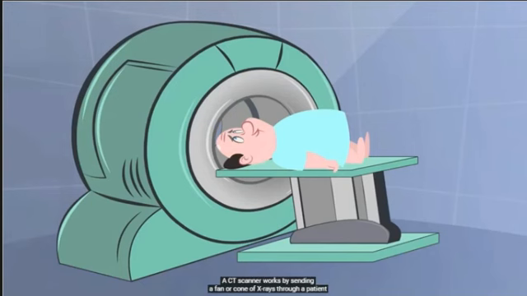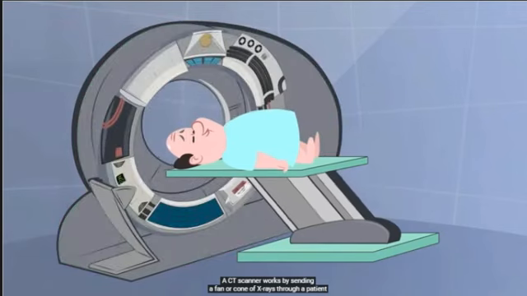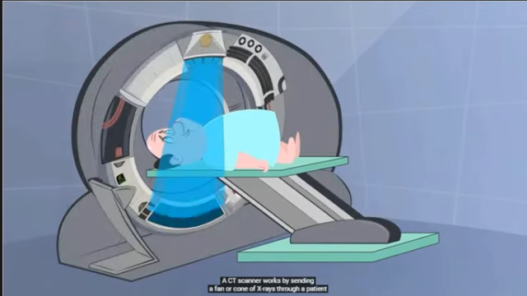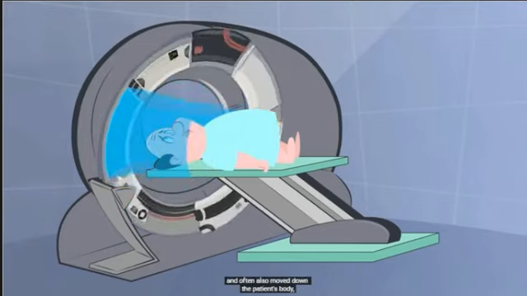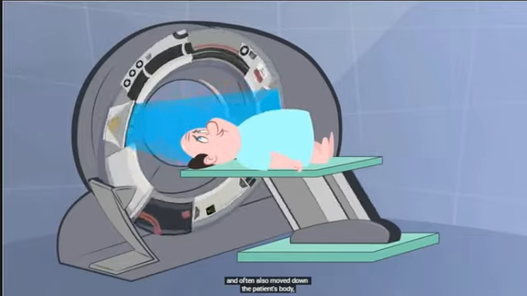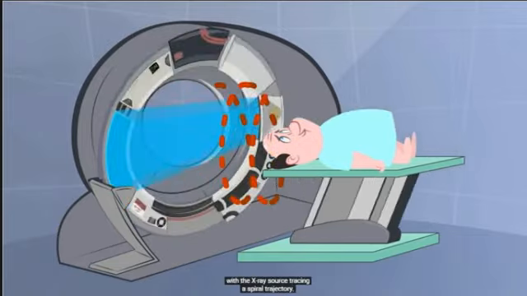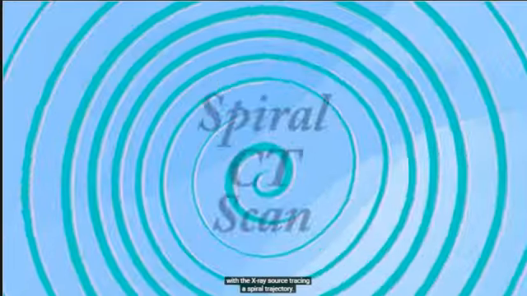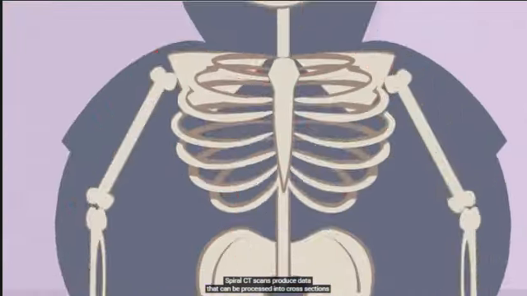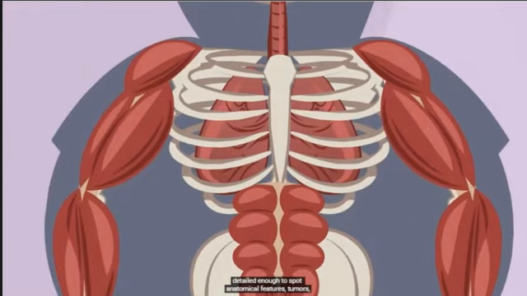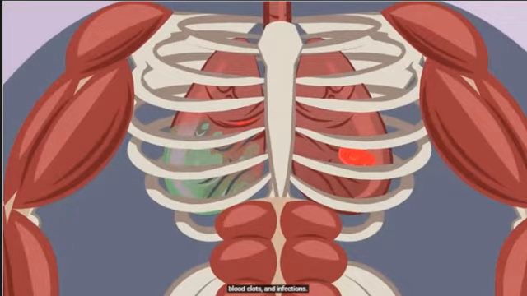A CT scanner works by sending a fan or cone of X-rays through a patient to an array of detectors. The X-ray beam is rotated around the patient and often also moved down the patient's body, with the X-ray source tracing a spiral trajectory. Spiral CT scans produce data that can be processed into cross-sections detailed enough to spot anatomical features, tumors, blood clots, and infections.